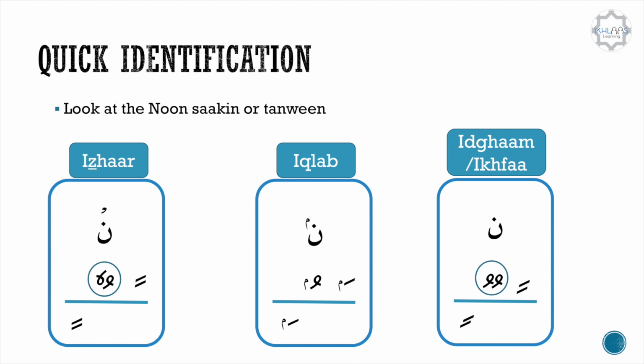For the rule of Iqlab, you will see that the Noon will have a small Meem sign next to it. And for the Tanween rules, the Damma, Fatha and Kasra will also have a small Meem attached to it. For the rule of Ikfa and Idgham, the Noon will be empty, and you will see on the Tanween signs that the Dammatain will have a 99 sign, and the Fathatain and Kasratain will not be parallel to each other.